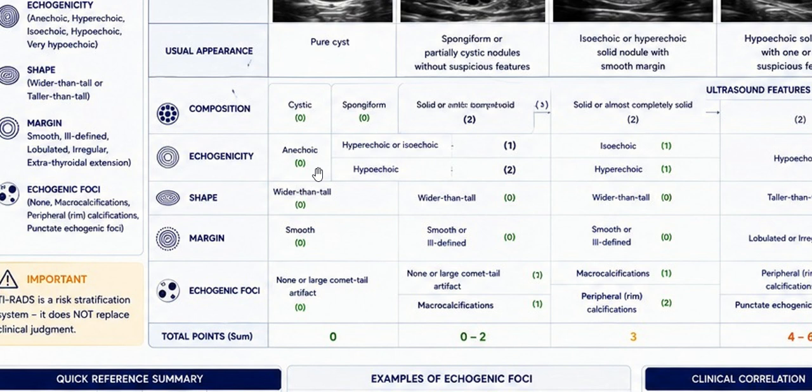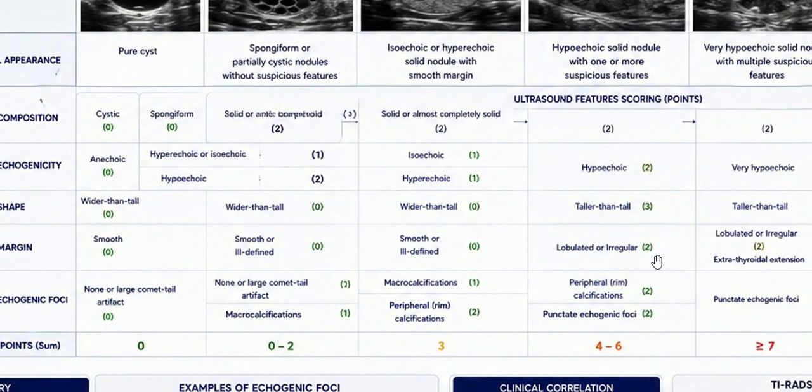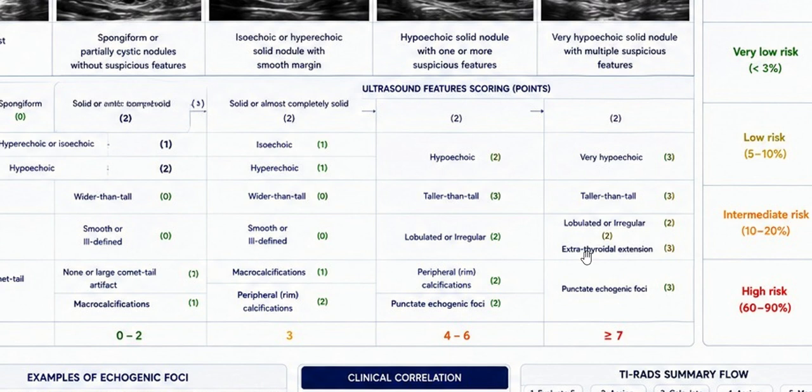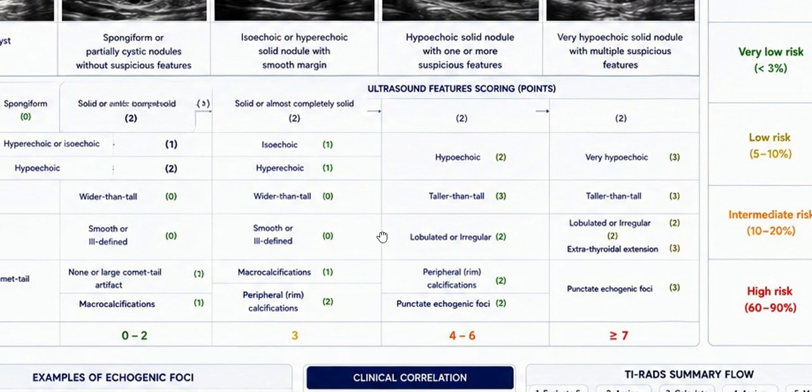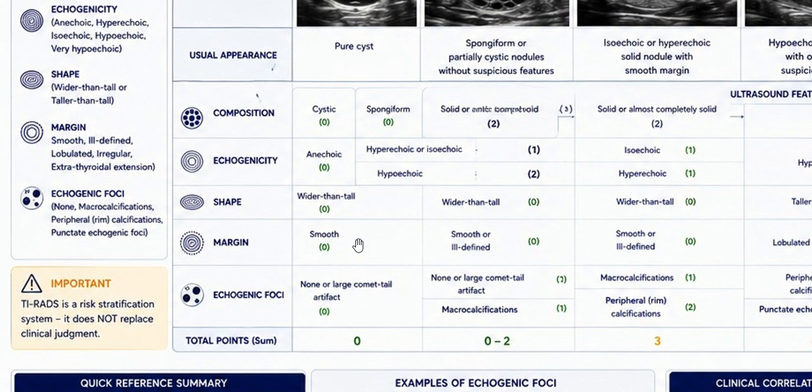So let's proceed. You check the shape. Wider than tall or taller than wide. So if it's wider than tall, the score is 0. So in our case, let's pick this. So it means under shape is 0. So we'll check the margin. If it's smooth, we'll put a 0. If it's smooth or ill-defined, it's a 0. If it's lobulated or irregular, we put 2. Extra-thyroidal extension will be 3, just like that. So let's say that our mass has got a smooth margin, so we'll put a 0.